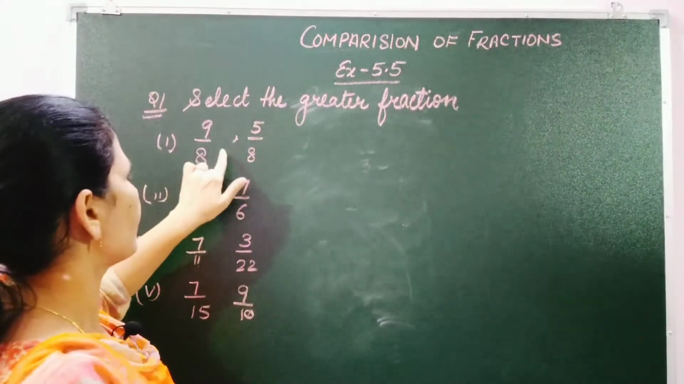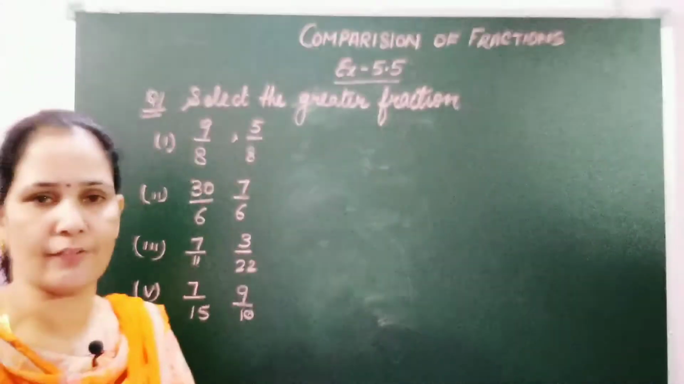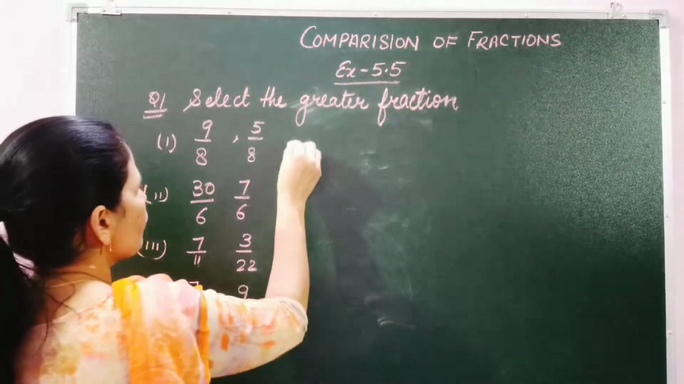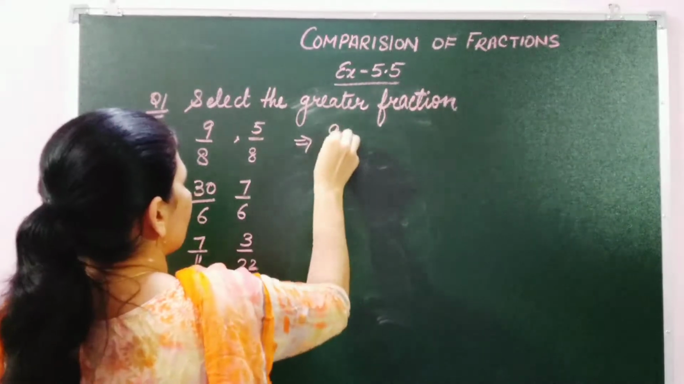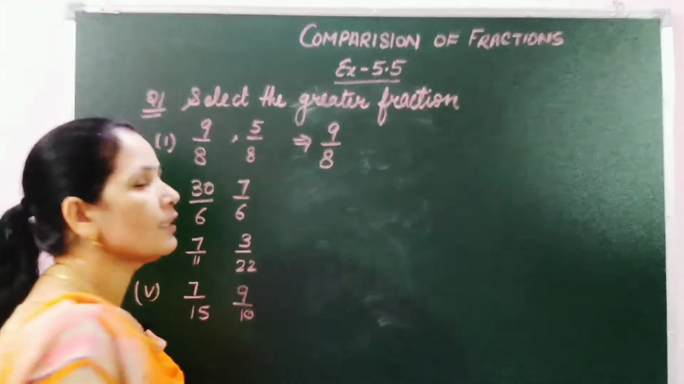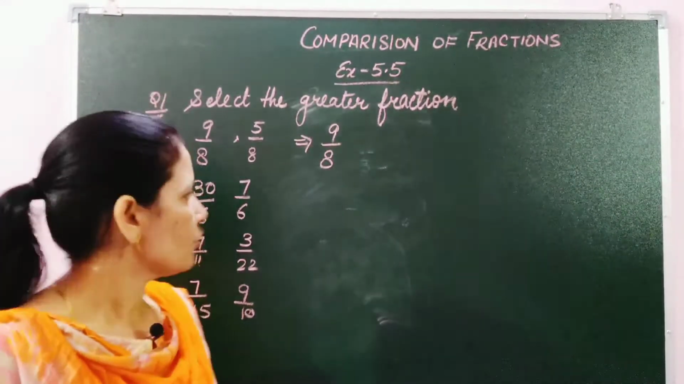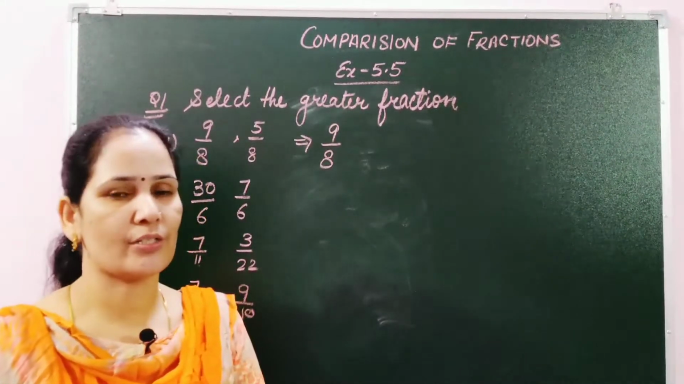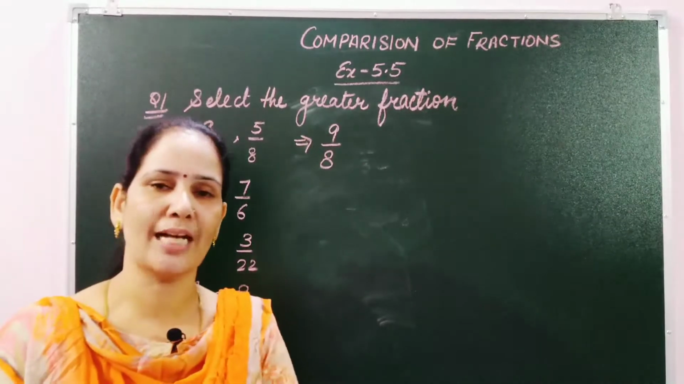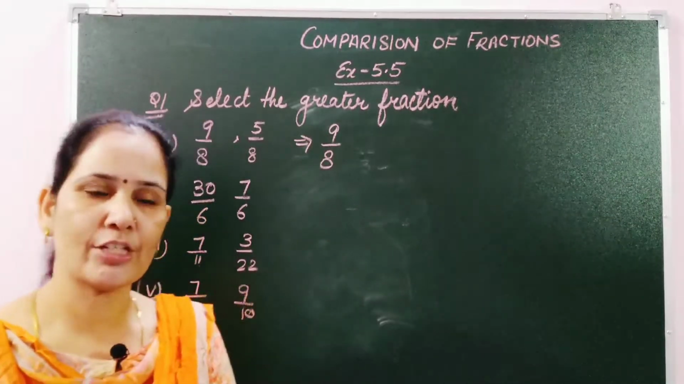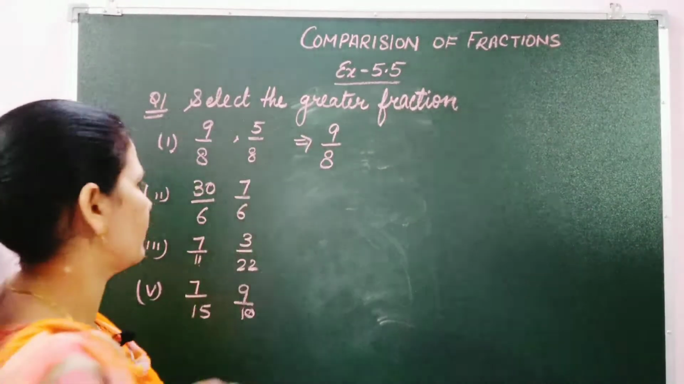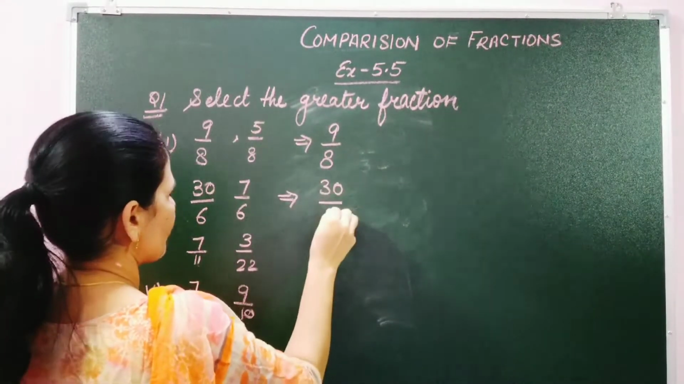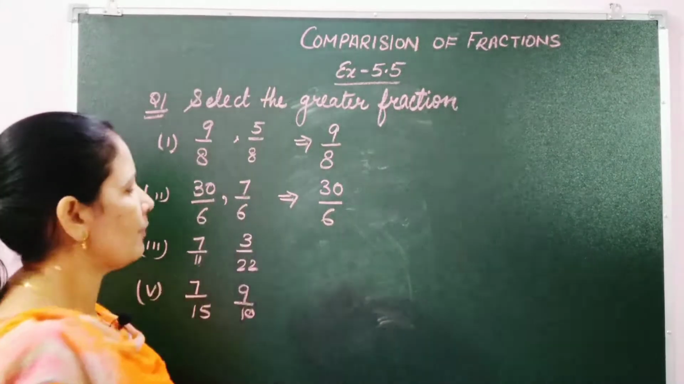So first we observe both fractions are like fractions. So big numerator, big fraction; small numerator, small fraction. So here the greater number is 9 by 8. This is our answer. When we compare the second one, it is the same. Both fractions have the same denominator. That means the fractions are like fractions, and whenever the fractions are like, the same step: big numerator, big fraction. So here the greater fraction is 30 by 6.